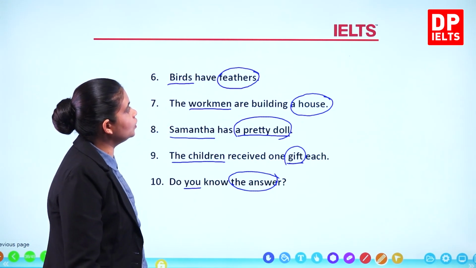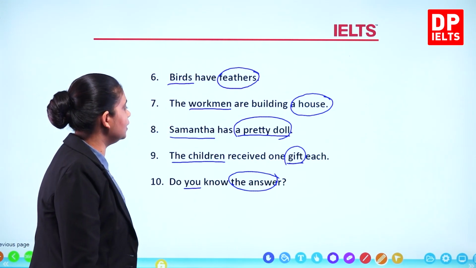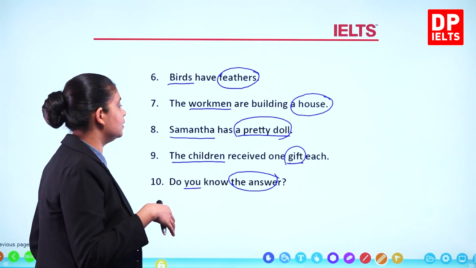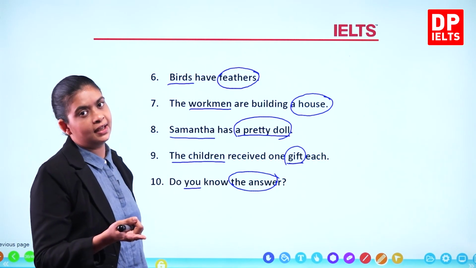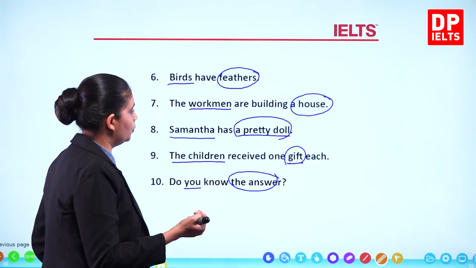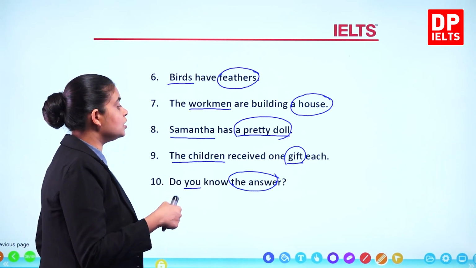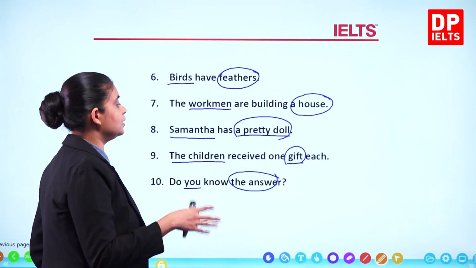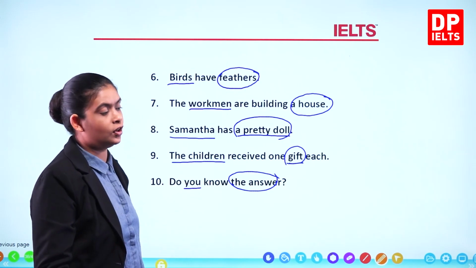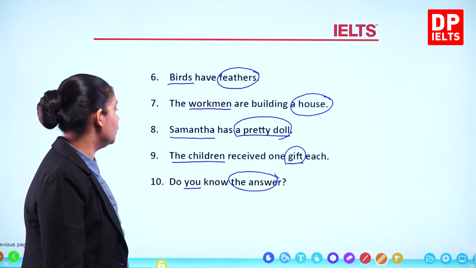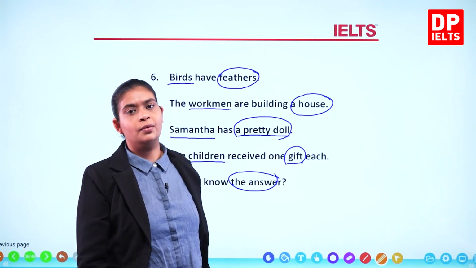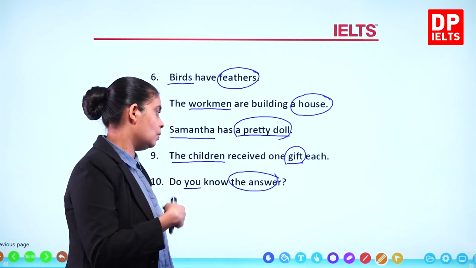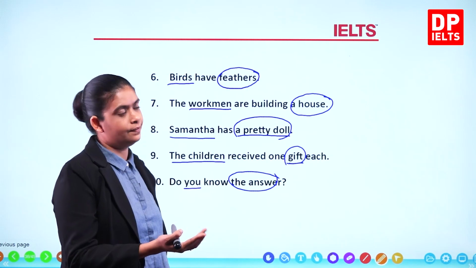Samantha has a pretty doll. සමන්තට ලස්සන බෝනික්කෙක් ඉන්නවා. කාටද ලස්සන බෝනික්කෙක් ඉන්නේ? සමන්තට. මොකද සමන්තට තියෙන්නේ? ලස්සන බෝනික්කෙක්. The children received one gift each. කාටද එක තෑග්ග ගානේ හම්බුනේ? The children. මොනවද හම්බුනේ? gift එකක්. Do you know the answer? ඔයා ප්‍රශ්නෙට උත්තරේ දන්නවද? කවුද? ඔබ. So you. මොනවද? The answer. Right?